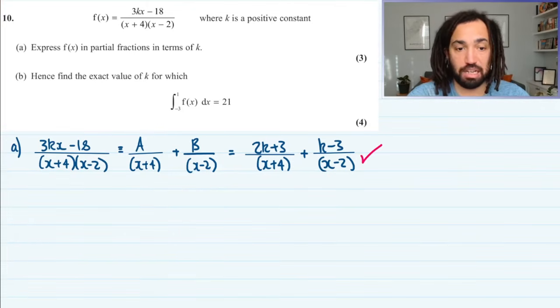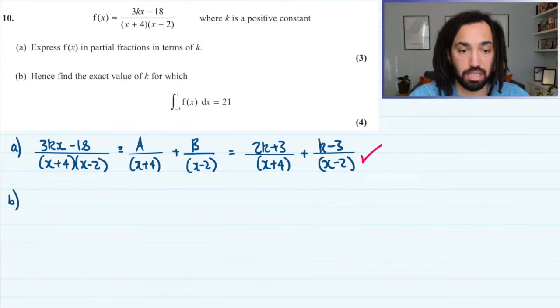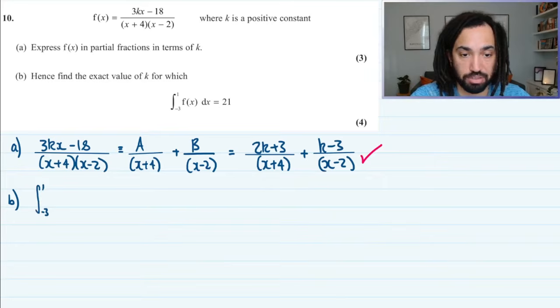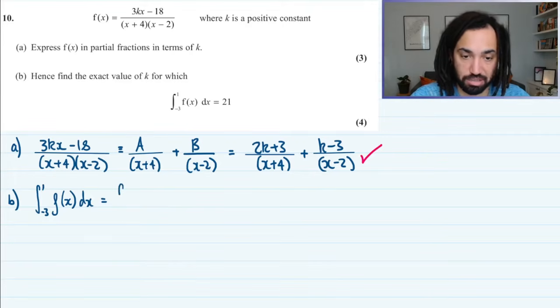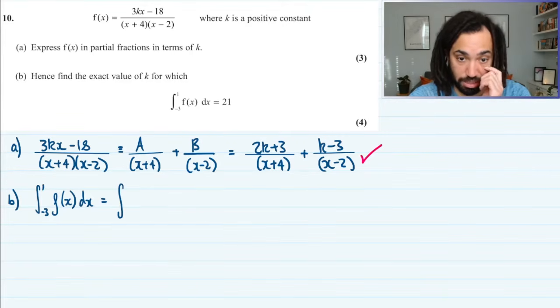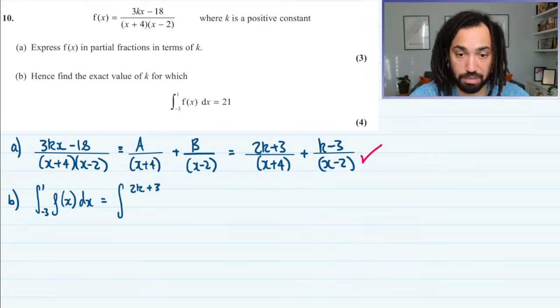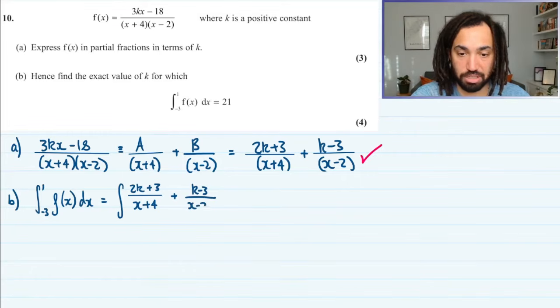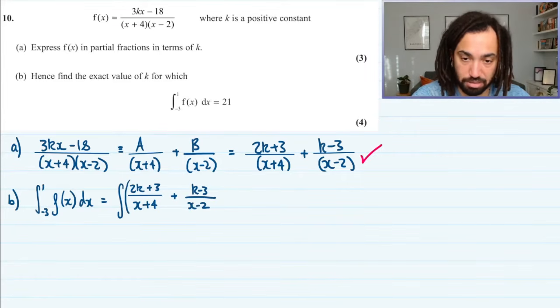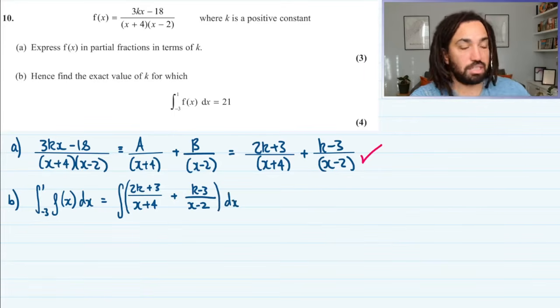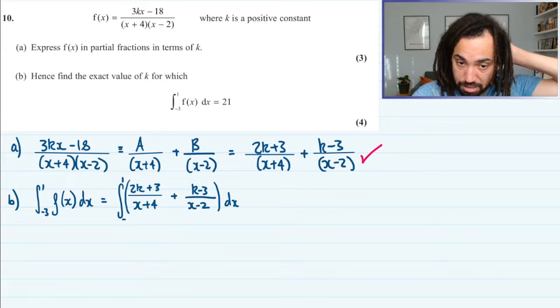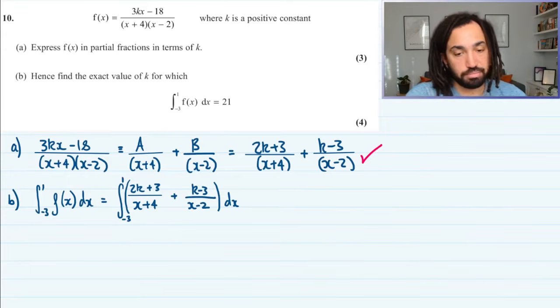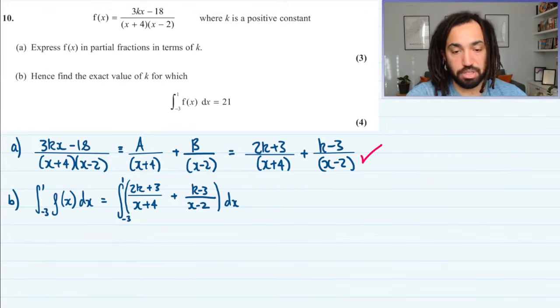Okay, part B, and we have to integrate f of x between 1 and minus 3 dx, which is the same as integrating each of these partial fractions separately. So 2k plus 3 over x plus 4 and k minus 3 over x minus 2. Now I should put these in brackets to show they're both going to be integrated with respect to x, like so, and I should also put the limits here. Okay, so this is fine.